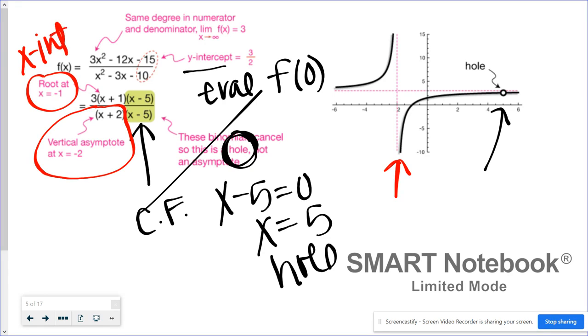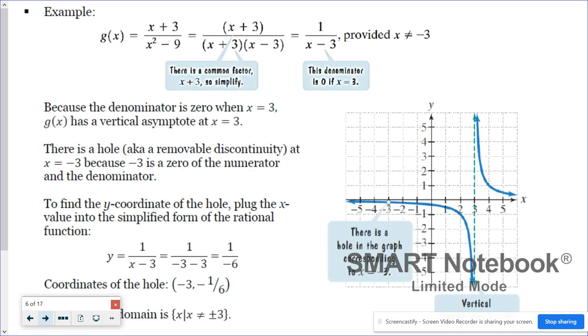So every little piece of this function tells us a story about its graph. It's kind of remarkable. If you thought it was remarkable what polynomial functions were telling us about their graphs, this is even better. So let's take a look at some more examples.